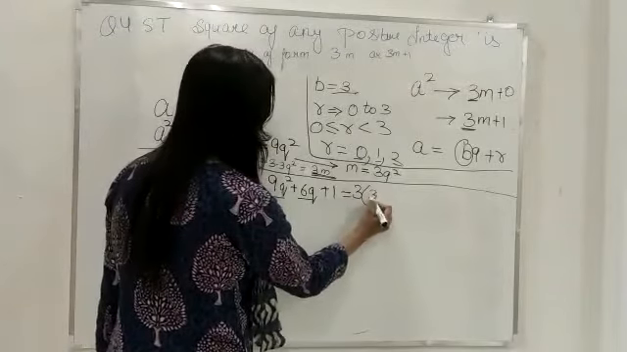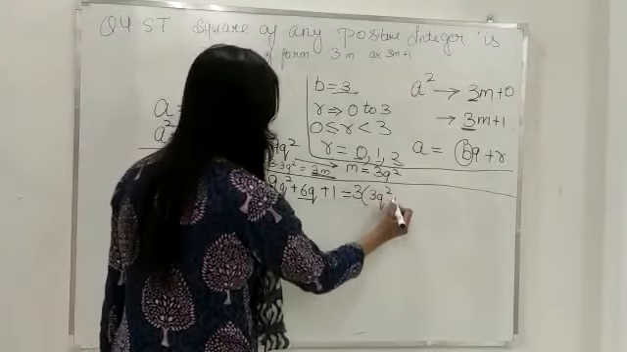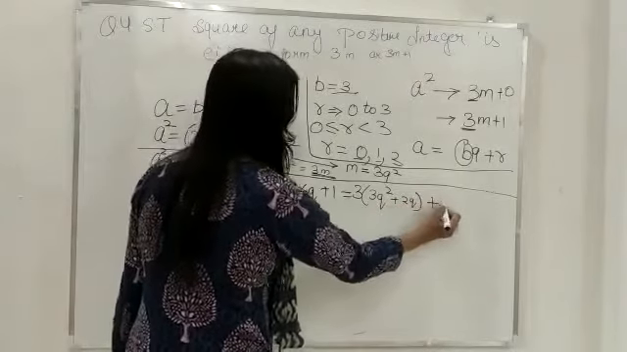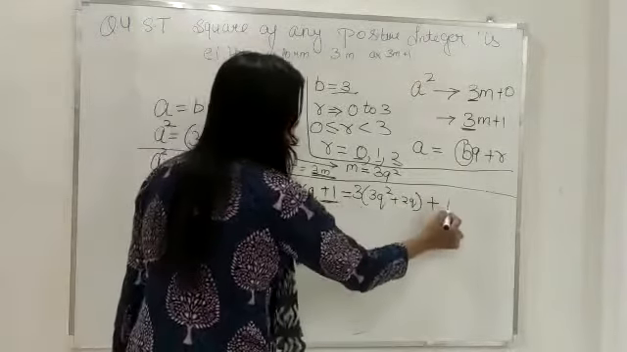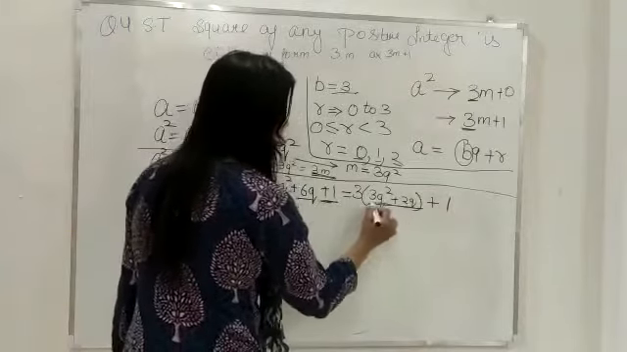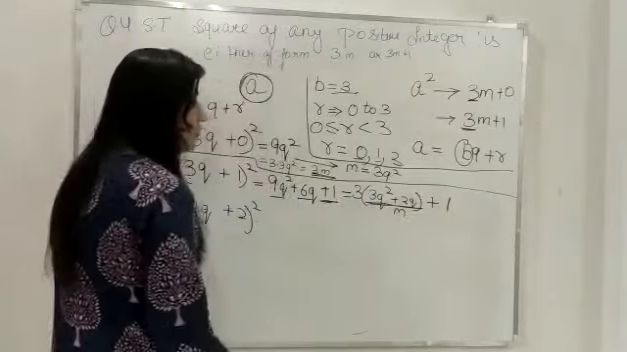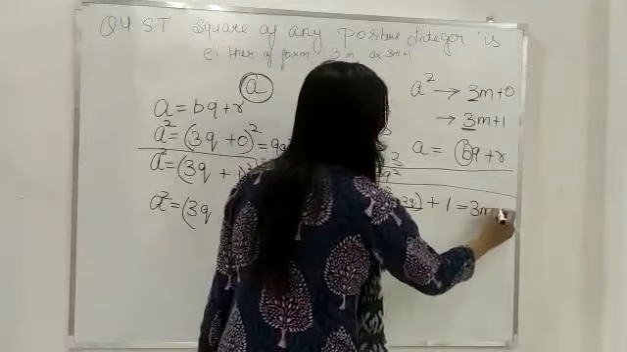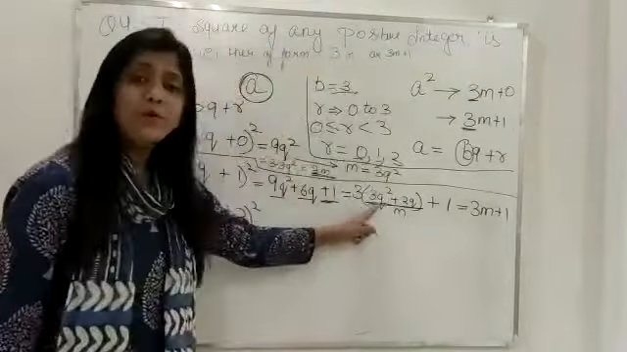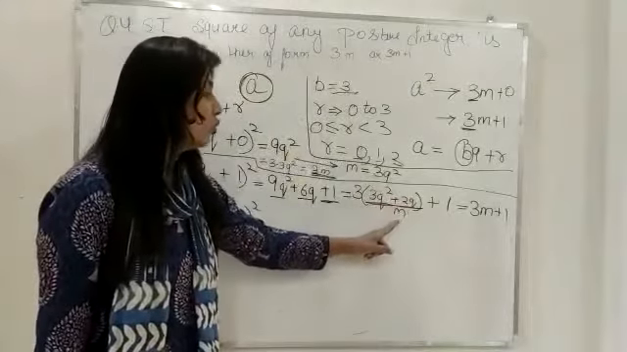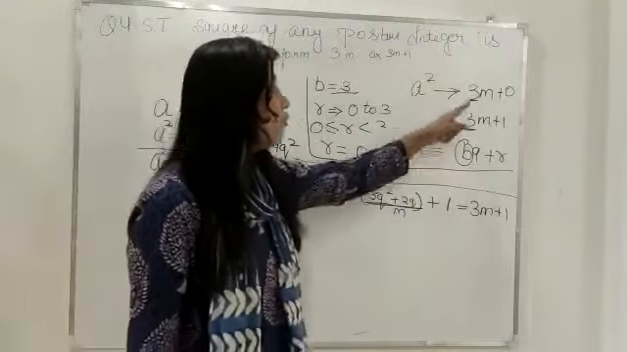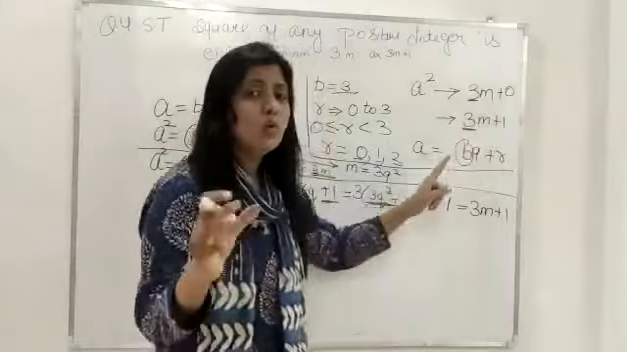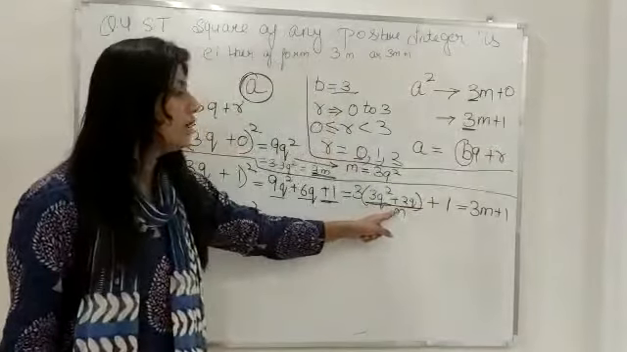So it will be 3q square plus 2q plus, I am having 1 also. And what I will do, I will say this is my m. So if this is my m, I can say it will be 3m plus 1. Why am I putting 3q square plus 2q as m? Because here I want a square in the form 3m or 3m plus 1. So whatever is extra, I will assume it as m.